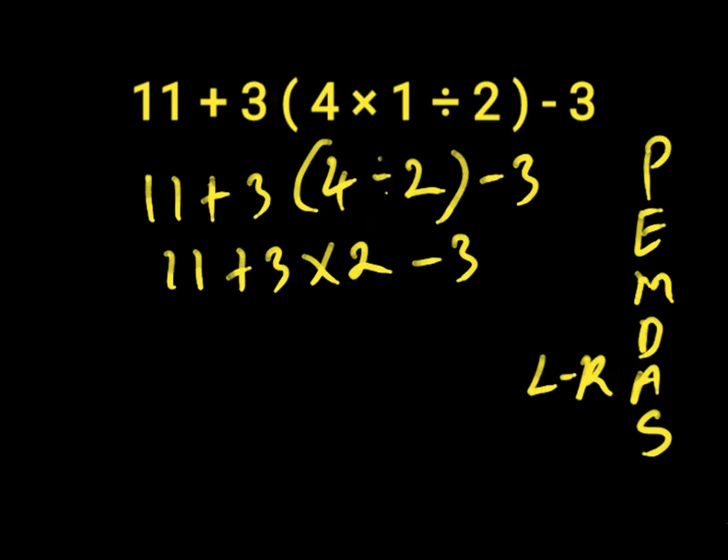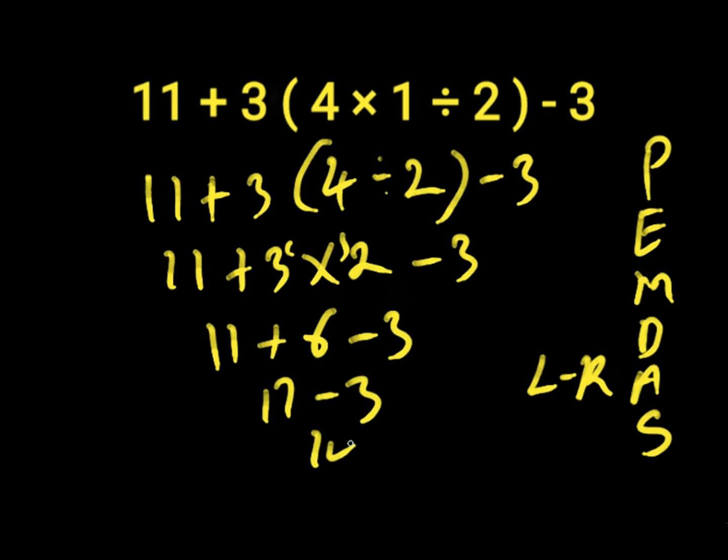So remember, in mathematics, if a number is close to a parenthesis, know that there is a multiplication sign in between, which is this multiplication here. So 3 times 2 will give us 6. Then we have 11 plus 6 minus 3. 11 plus 6 is 17. Then 17 minus 3 will give us 14. So 14 is the right answer to this expression.